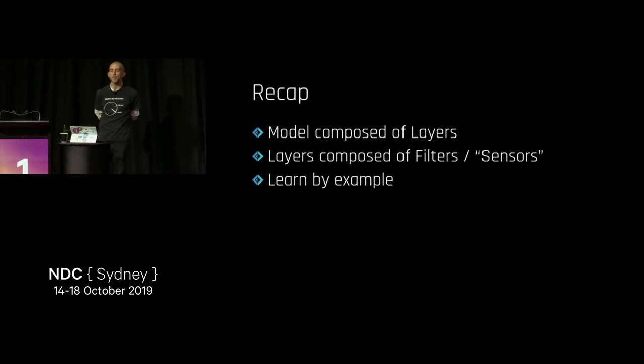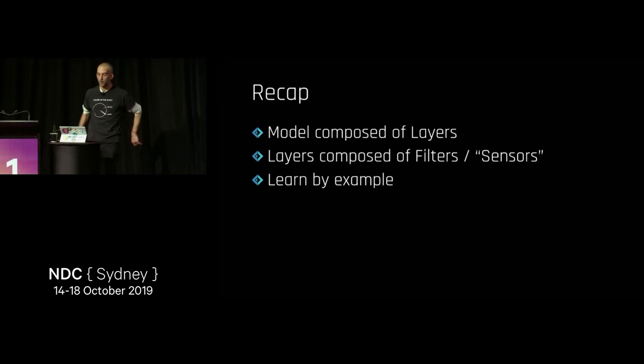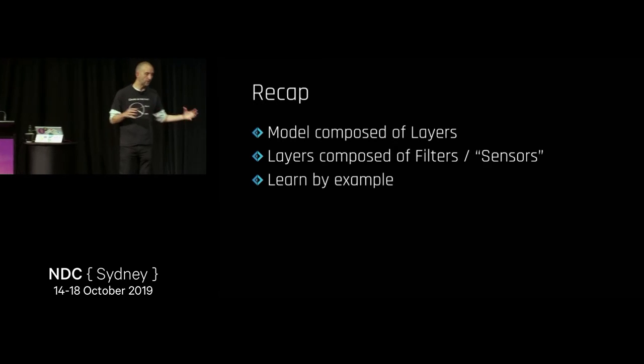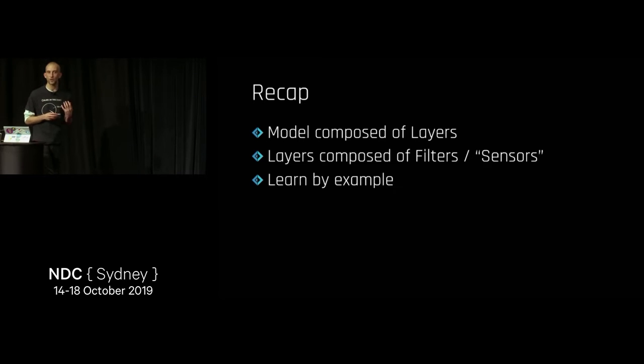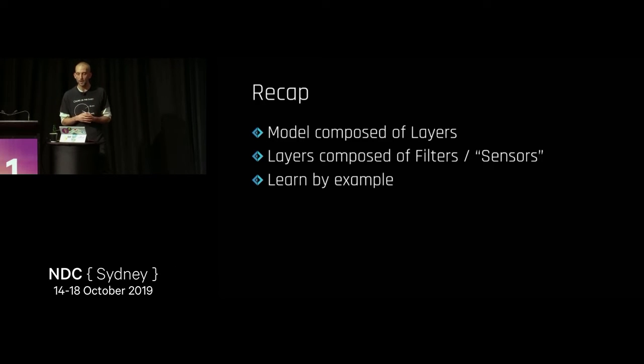So recap. A deep learning model is a model which is composed of layers, each layer is an array of filters or an array of sensors which are going to recognize specific patterns. And then you will take examples with known answers, feed them to the system, and let it converge up to the moment the system learns how to produce the correct answer.